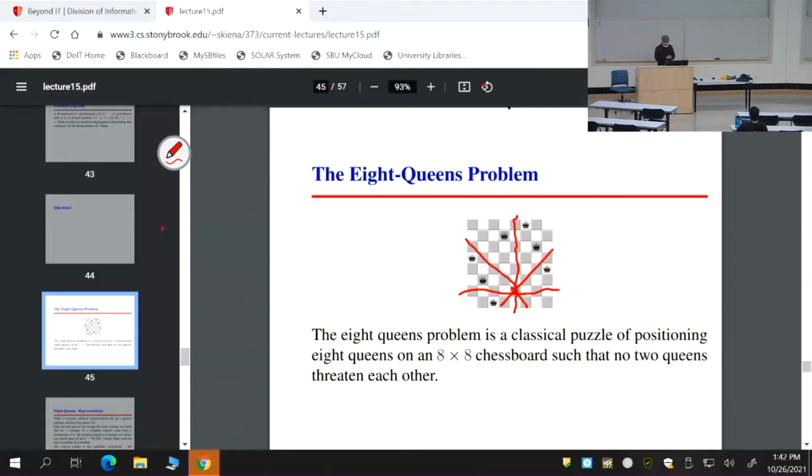The 8 queens problem says, given that I have an 8x8 chessboard, how many queens can I put down so that no 2 queens attack each other? This is an example where I have 8 queens and no 2 of them attack each other. Could I put 9 queens on an 8x8 chessboard and have them not attack each other? No. Why can't I have 9 queens?